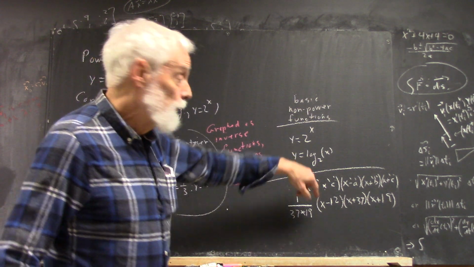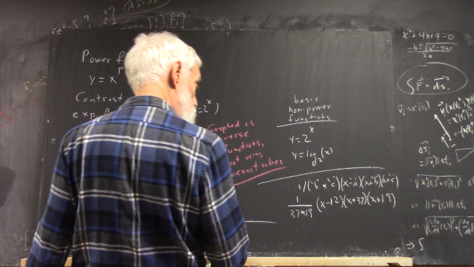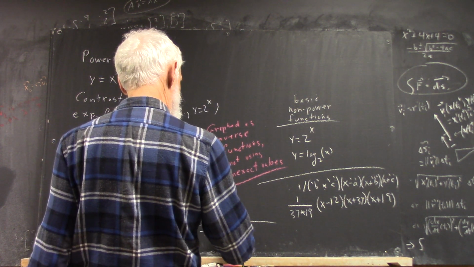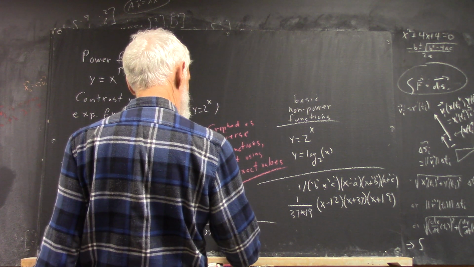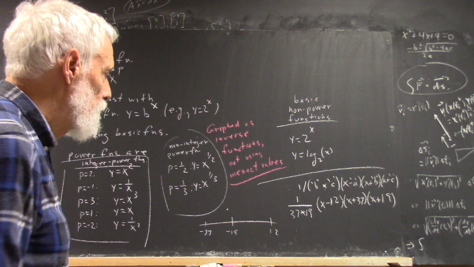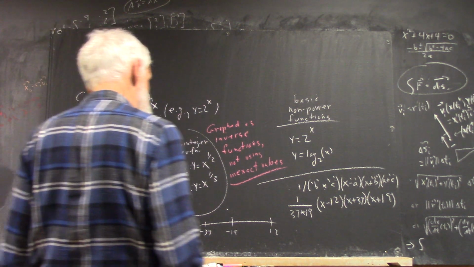Now what's that graph look like? Well, you can very quickly say the zeros are at negative 37, negative 19, and 12, which are spaced something like this. Okay?